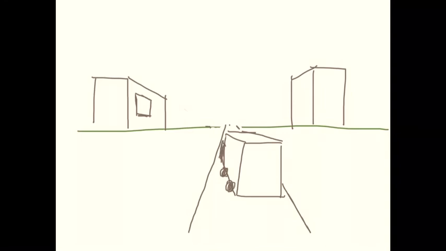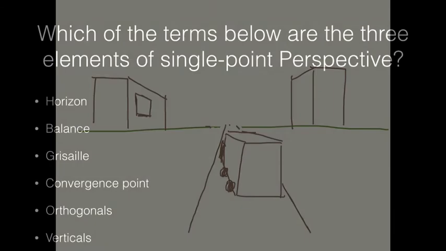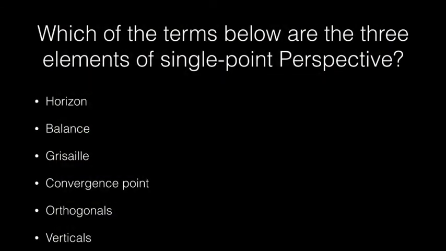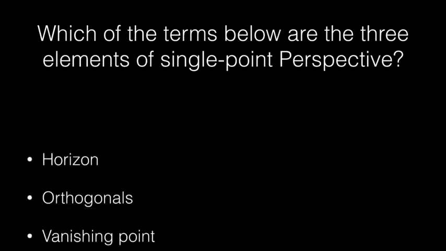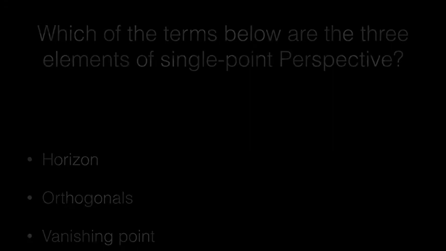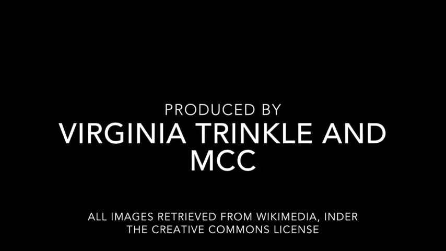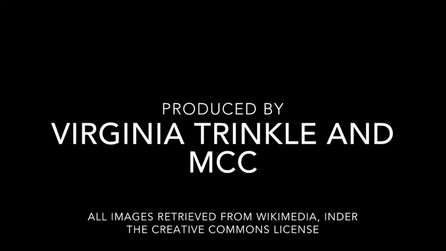Okay, very good. To conclude, let's review. Which of the terms below are three-point perspective elements? Horizon, the orthogonals, and the vanishing point. I hope you learned a little bit about linear perspective today.